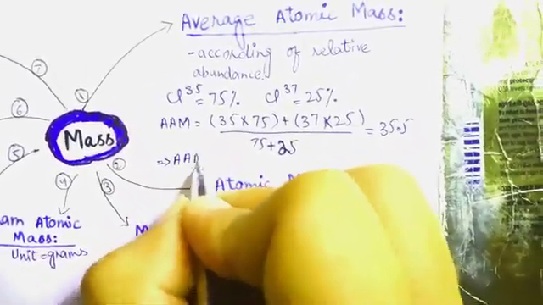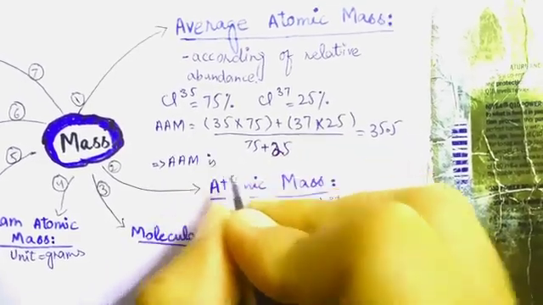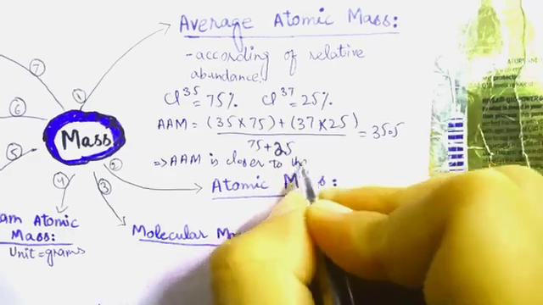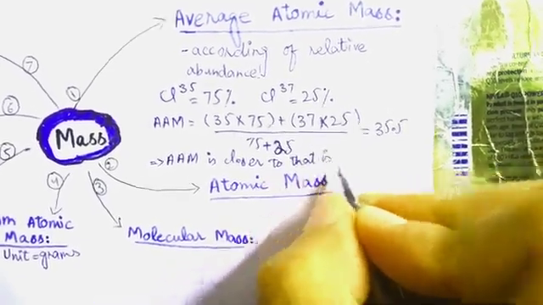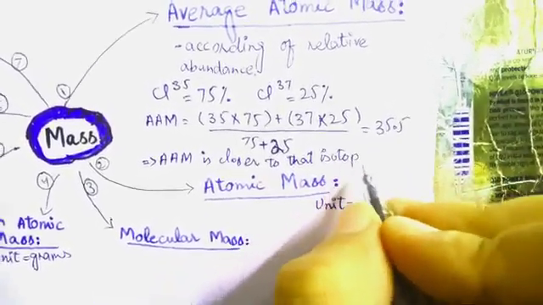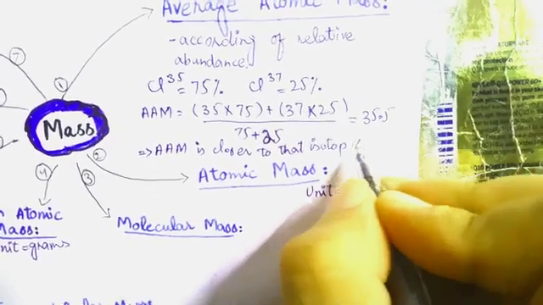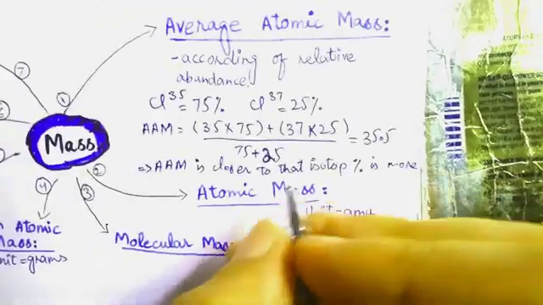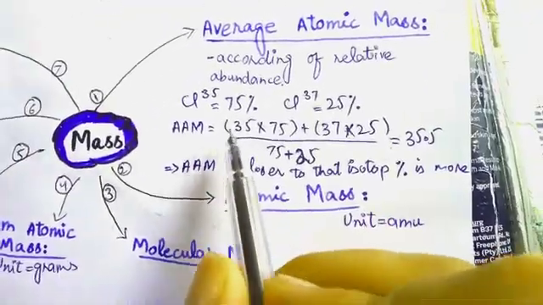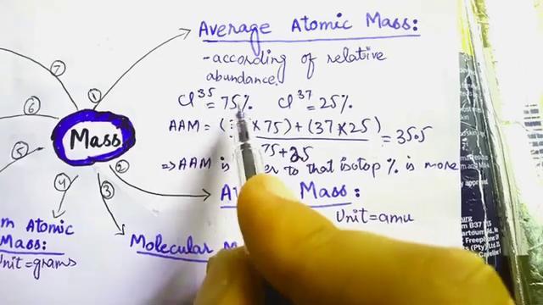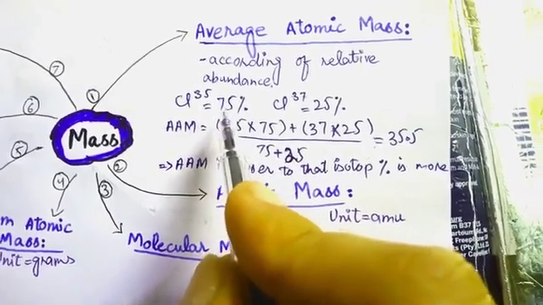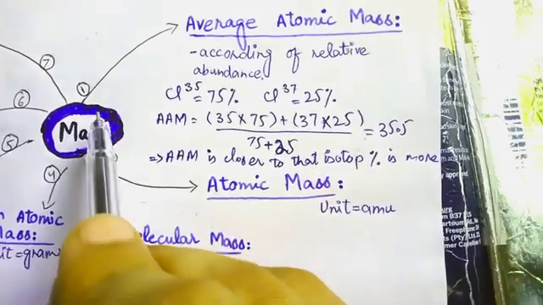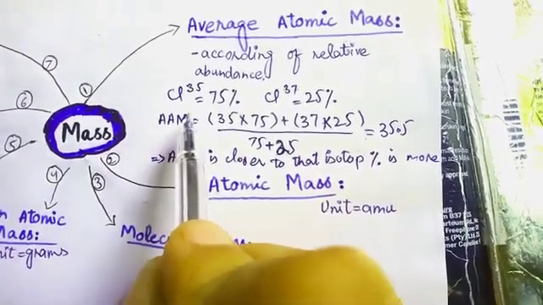And one point in this is average atomic mass is always closer to that isotope which has more relative percentage. Let's take an example. The relative abundance of chlorine 35 is 75%, which is about 3/4. So the average atomic mass is 35.5, which is much closer to chlorine 35.